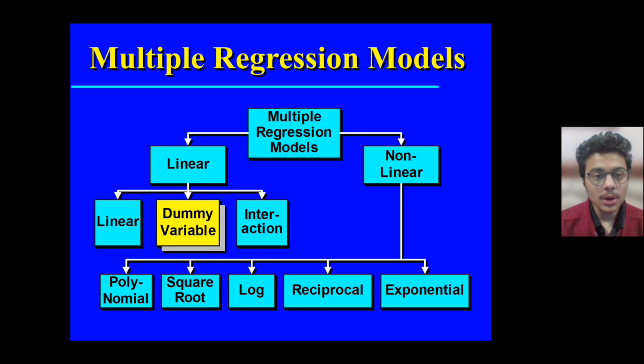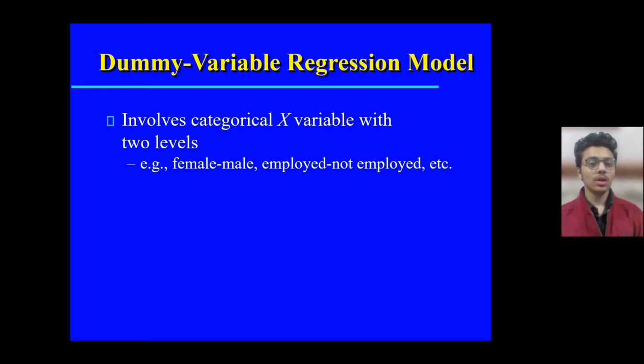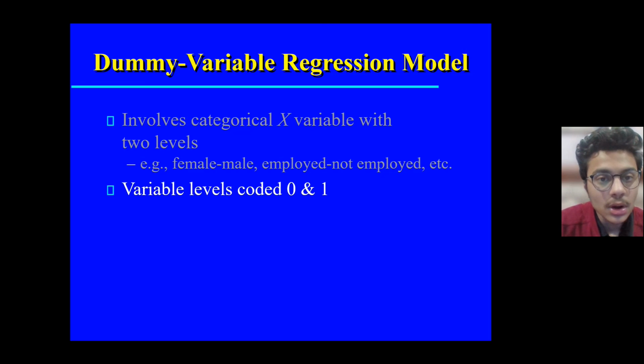Now in multiple regression models, we are going to look at dummy variables. A dummy variable regression model involves a categorical x variable with two levels, for example female, male, employed, not employed, etc. The variable levels are coded 0 and 1.